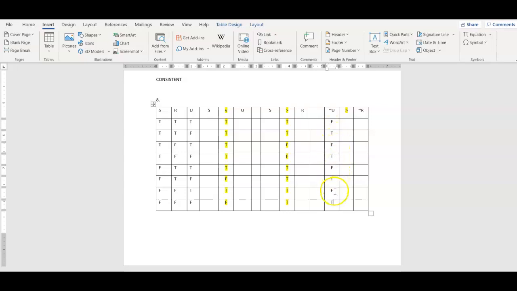So F, T, F, T. Not R is going to be the flip of the R, so it's going to alternate twice, starting with false: F, F, T, T, F, F, T, T. All right. Now we'll do that conditional.